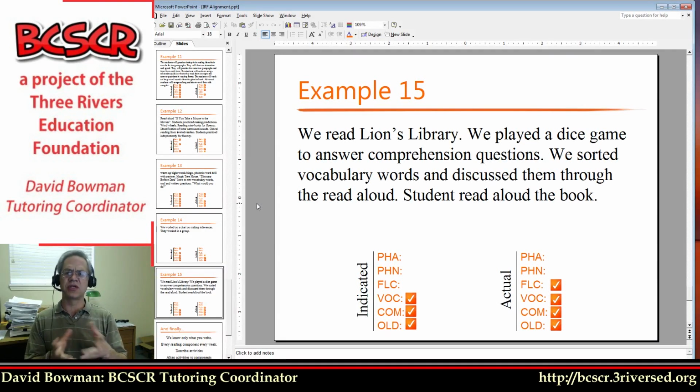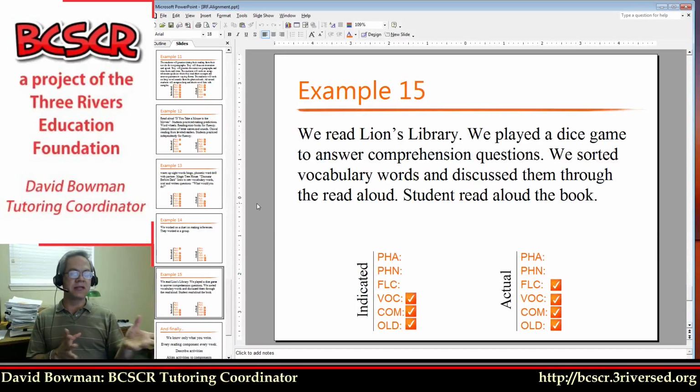Example 15. So this is our last example. We read Lion's Library. We played a dice game to answer comprehension questions. We sorted vocabulary words and discussed them through the read aloud. Students read aloud the book. And the tutor indicates vocabulary, comprehension, oral language development. And I see all of that there.